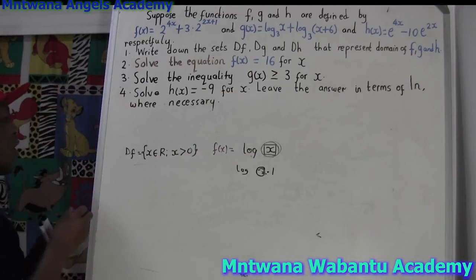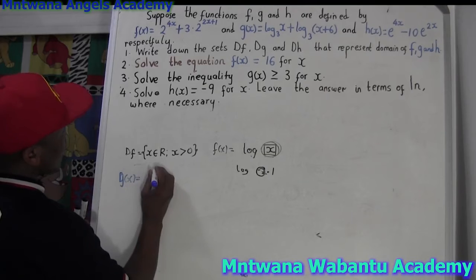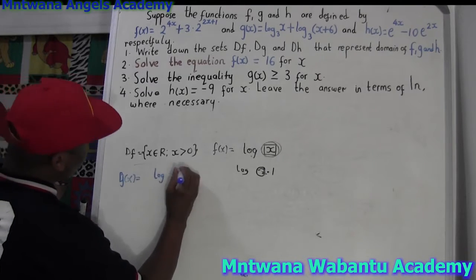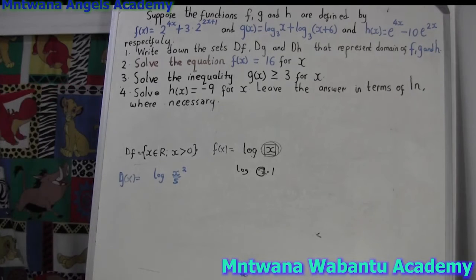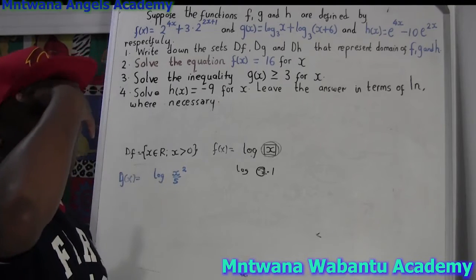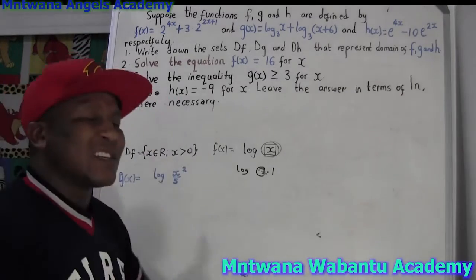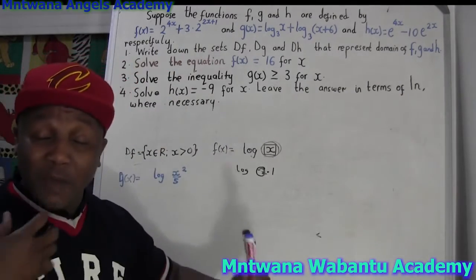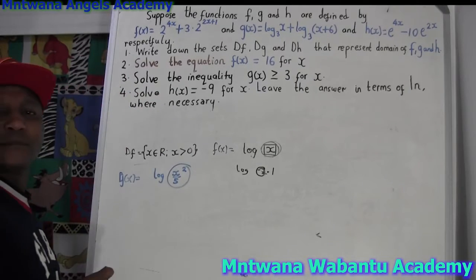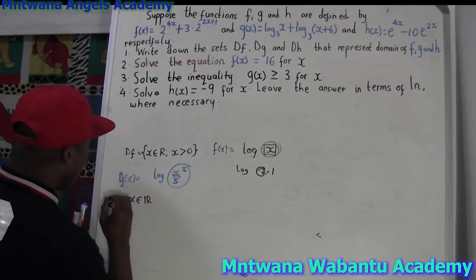Sometimes they give you something like this: let's say g of x equals log of x squared over 5. I'm going to do the same thing. Since this is a logarithm, and in a logarithm function you can even close your eyes, anything in front of the log must be greater than 0. I don't have to look at what is in there. So x is an element of real numbers. This is the domain of g.